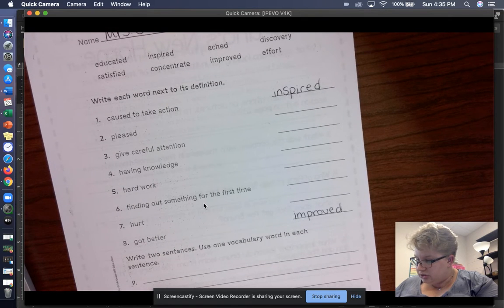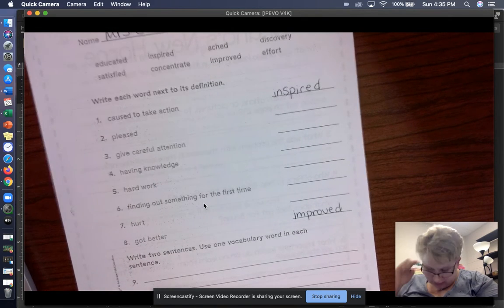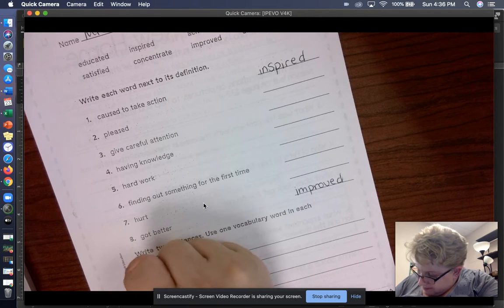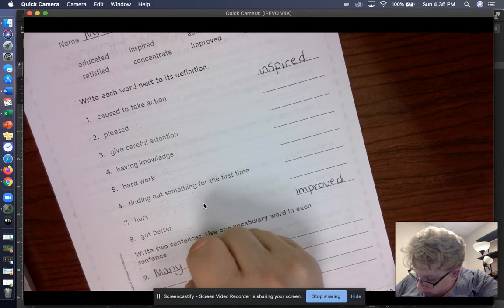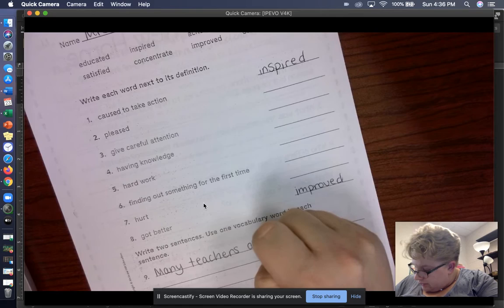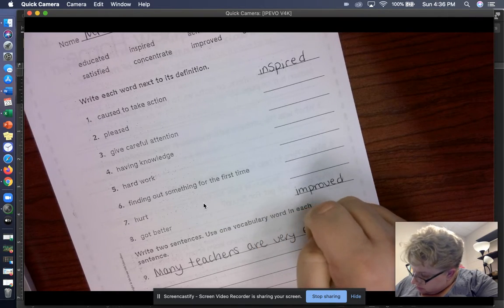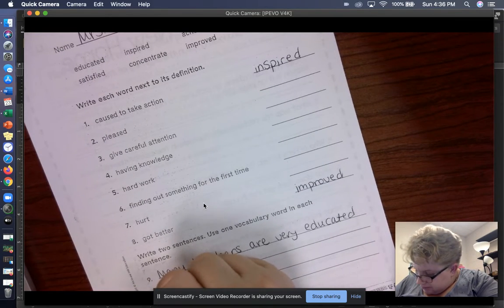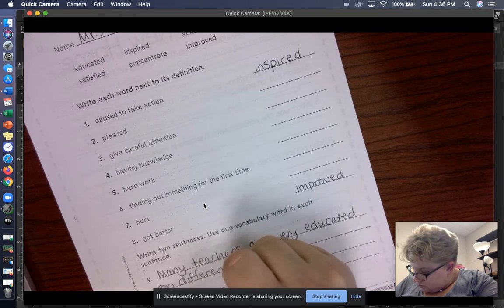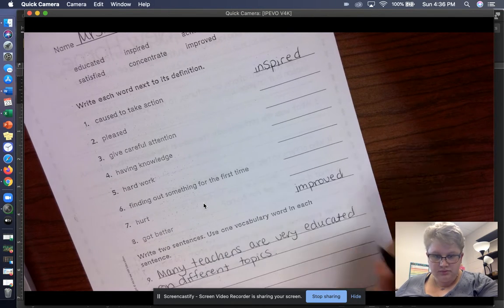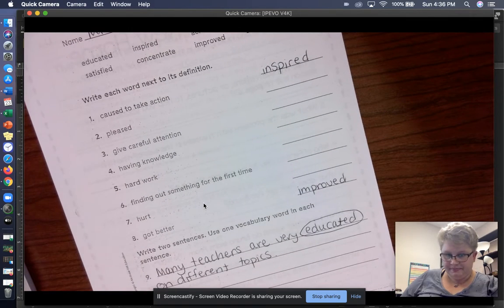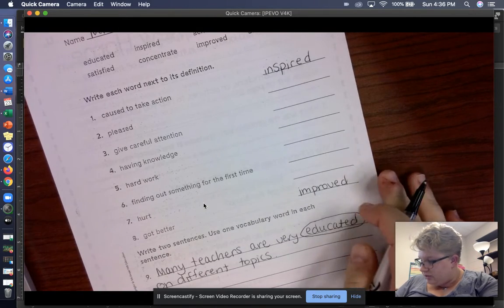So let's do educated. Many teachers are very educated on different topics. And then I always circle my vocab words so that I can easily find them. You could do that too, because then it makes it real easy for me to find them when you do that.